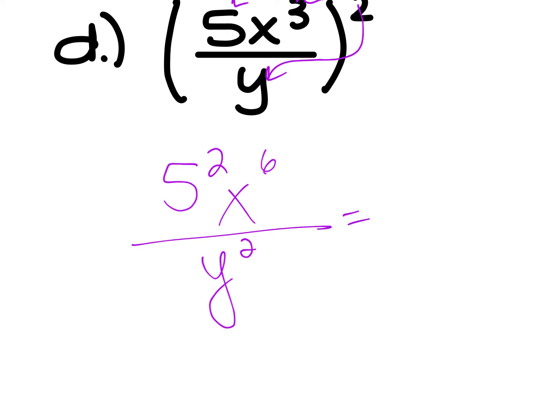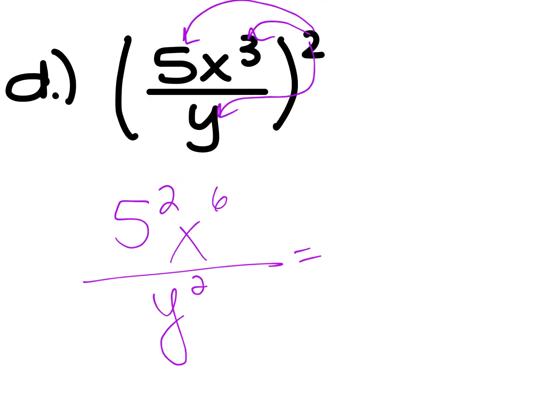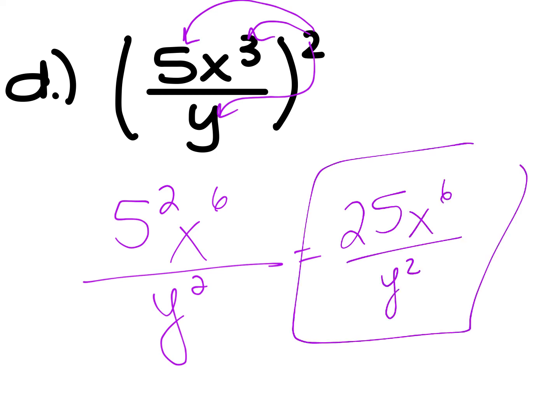Completely done? Nope. What can I do? Can you simplify the exponents? 5 squared would be what? 25. And then I have x to the 6th, y to the 2nd. Now, when you say simplify the exponents, because we're dividing, you're thinking, oh, I could subtract or something, right? But are the bases the same? No. So x stays x, y stays y.